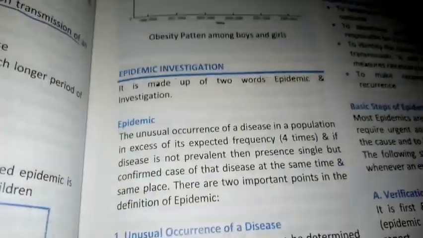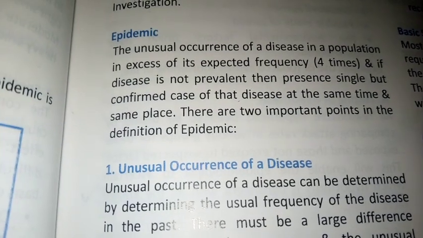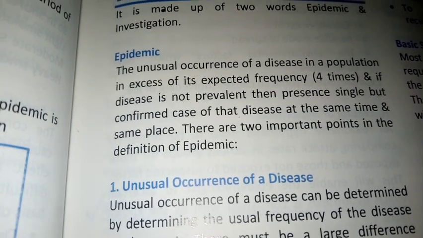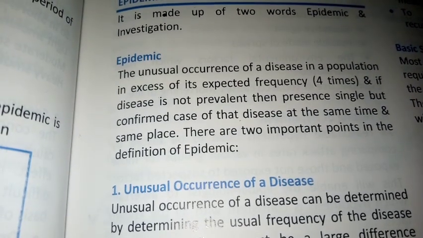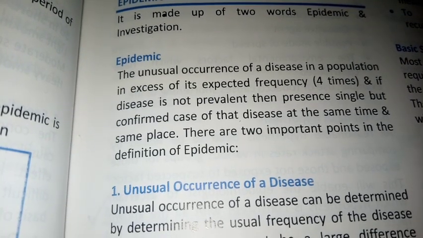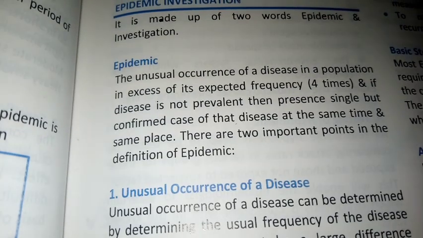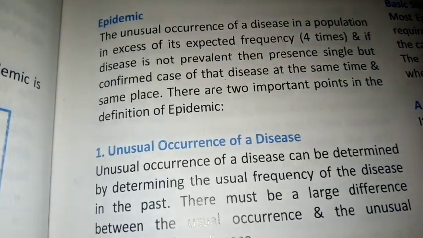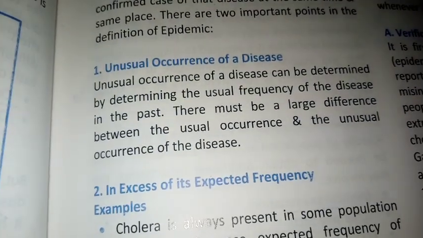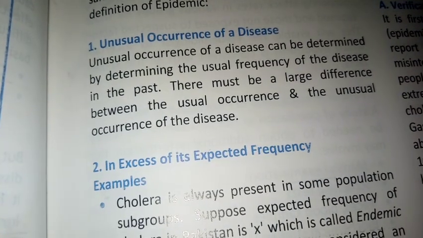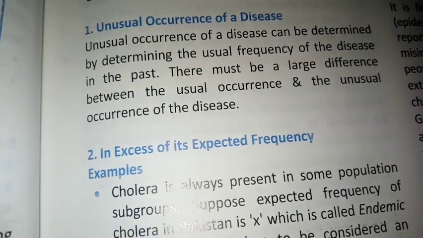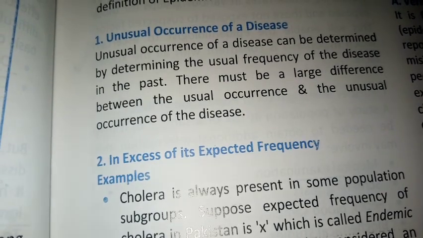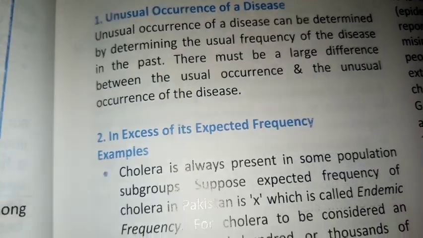Epidemic is the unusual occurrence of disease in a population in excess of expected frequency, and if the disease is not prevalent, then the presence of a single confirmed case of that disease at the same time and same place. There are two important points in the definition of epidemics. Unusual occurrence of the disease can be determined by determining the usual frequency of the disease in the past. There must be a large difference between the usual occurrence and unusual occurrence of the disease.